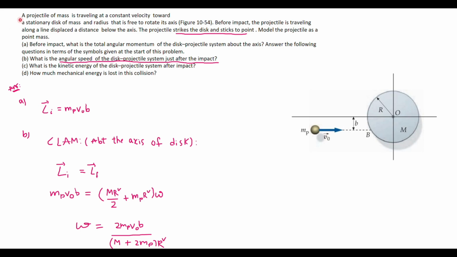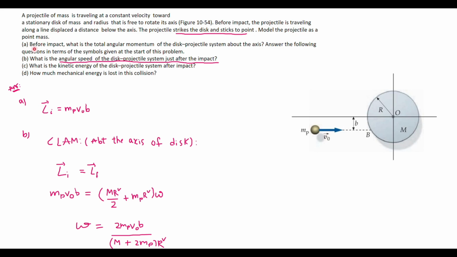So the first problem says a projectile of mass m_p is traveling at a constant velocity toward a stationary disk of mass M and radius R that is free to rotate about its axis. Before impact, the projectile is traveling along a line displaced a distance b below the axis. The projectile strikes the disk and sticks to the point. Model the projectile as a point mass.